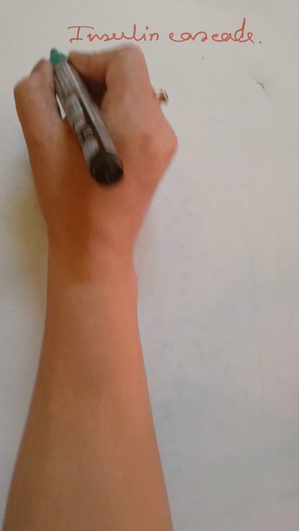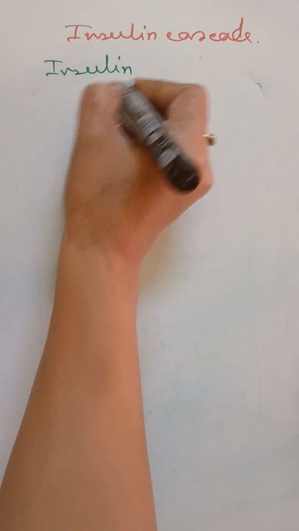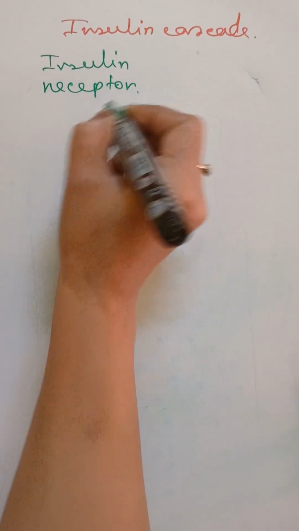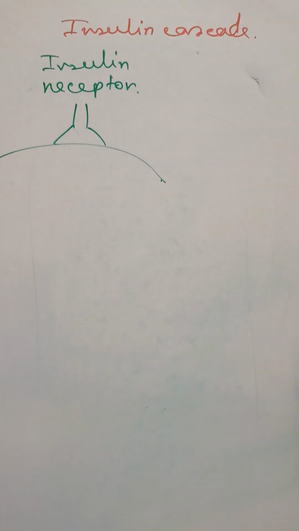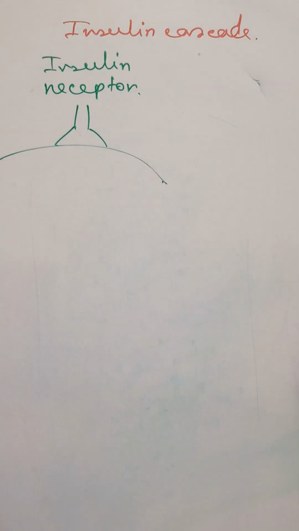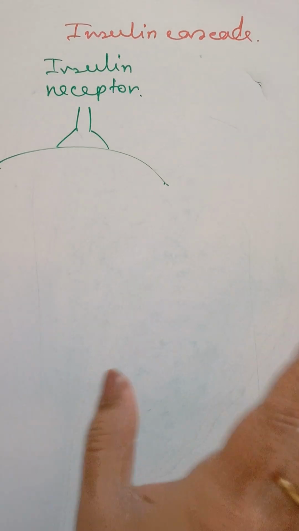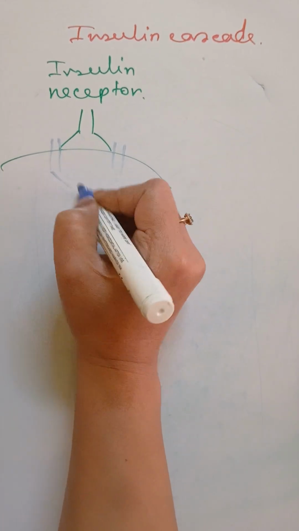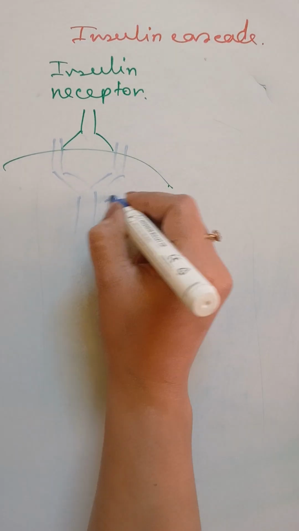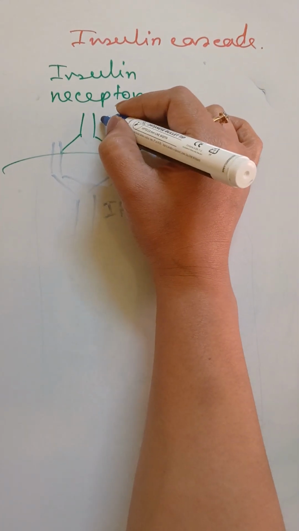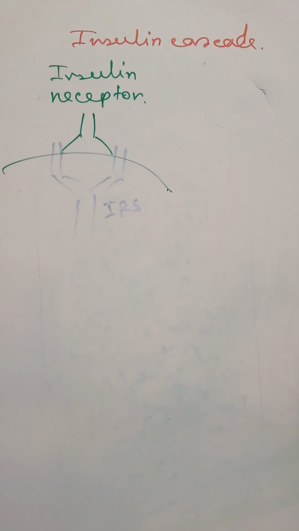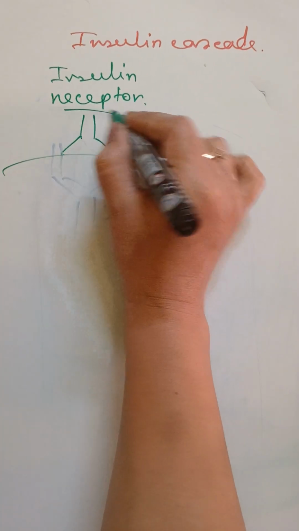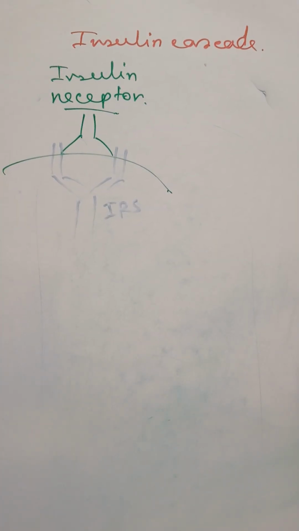The normal pathway is basically this: there is an insulin receptor on our cell. Now there is another thing known as IRS. IRS is nothing but insulin receptor substrate. Suppose this is an IRS, and this one is the insulin receptor.